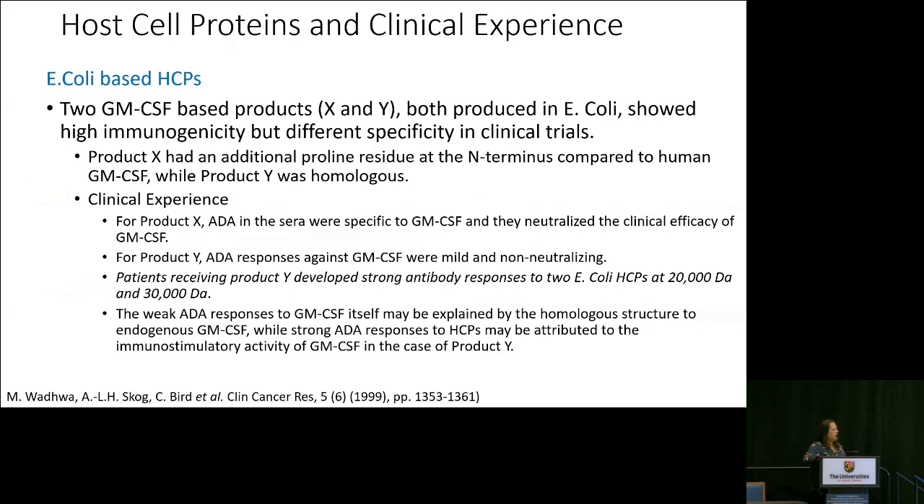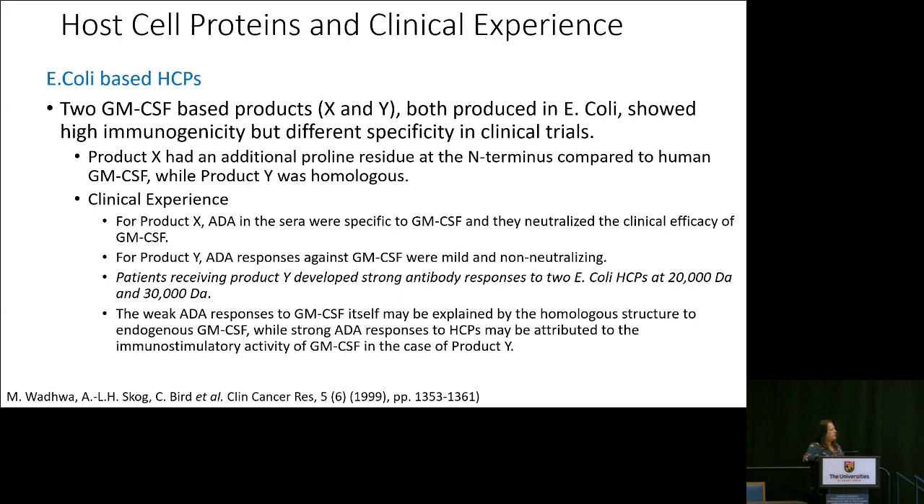So this is the one which was published a while ago, and it was about the GM-CSF-based products, and both of them were produced in E. coli and showed higher immunogenicity. But interestingly, the specificity in the trials was quite different. So the GM-CSF product, we'll call it X, had a proline residue at the N-terminus compared to its human counterpart, while product Y was completely like a human GM-CSF.